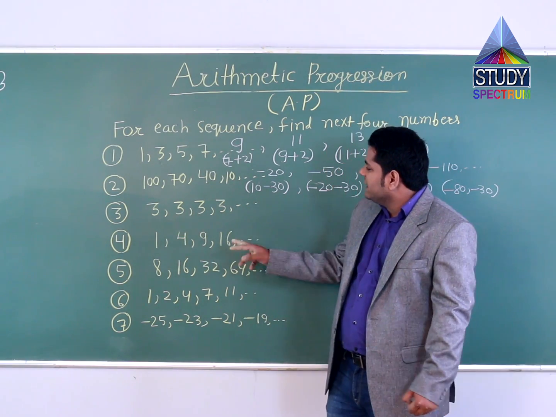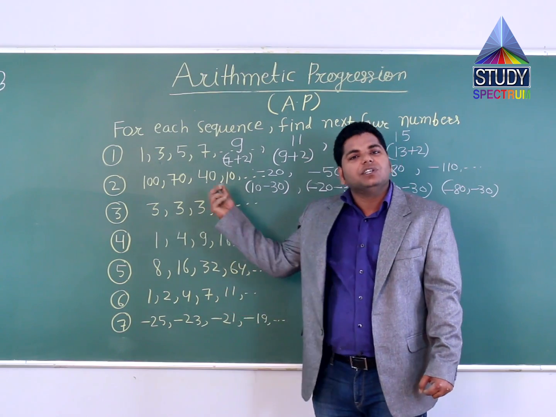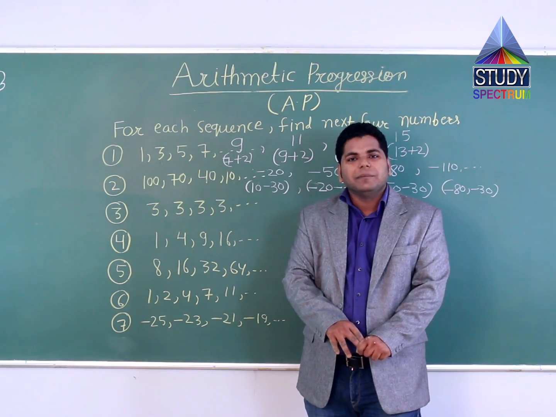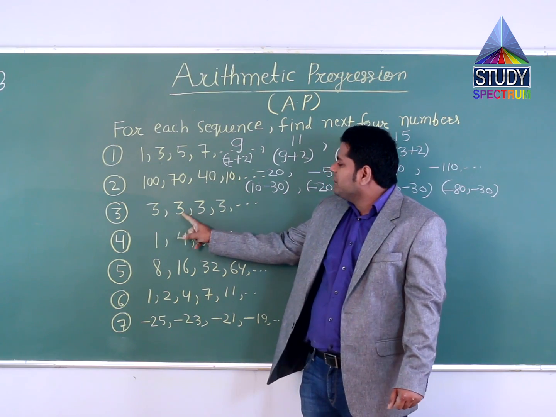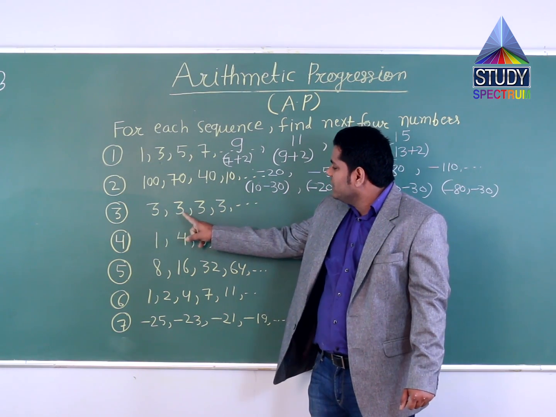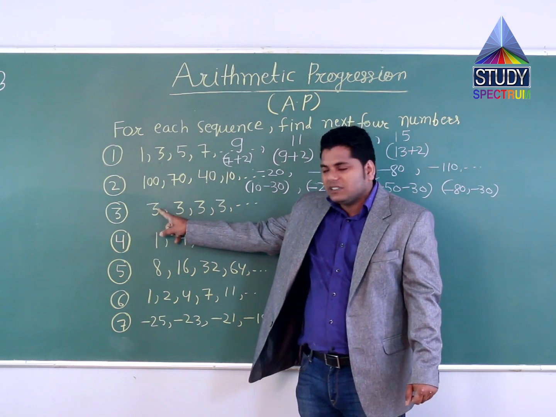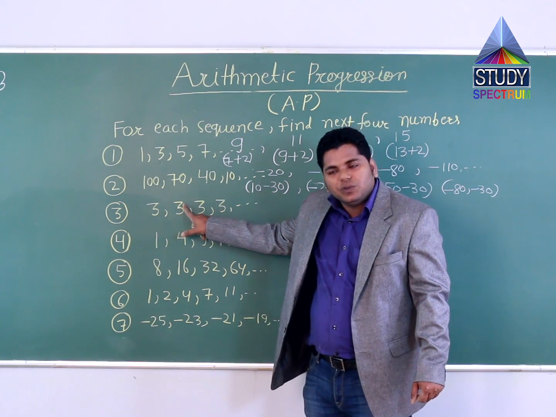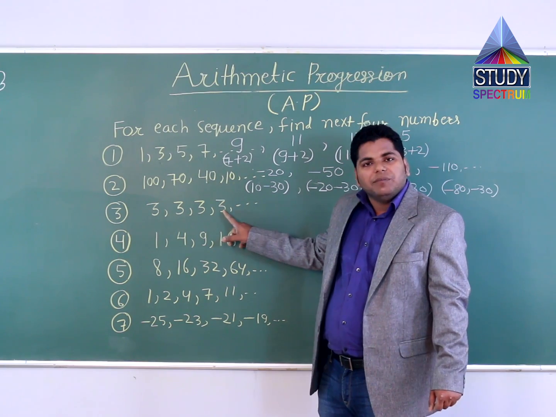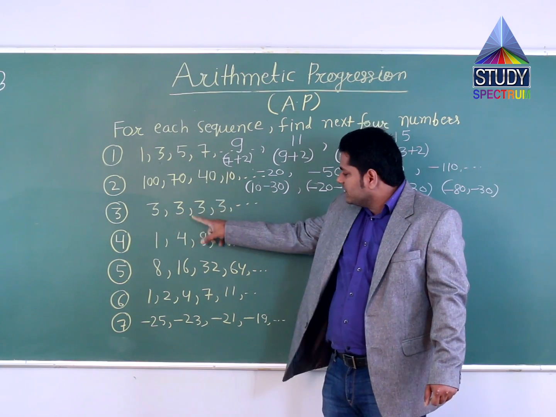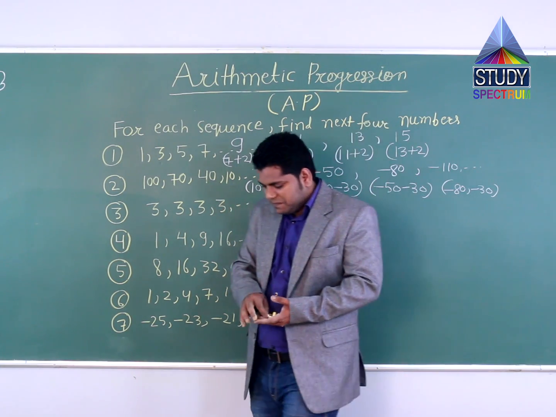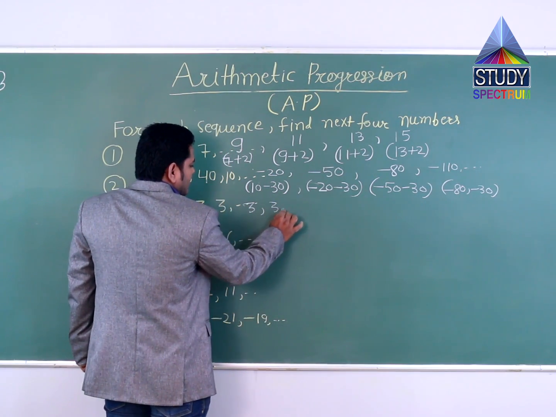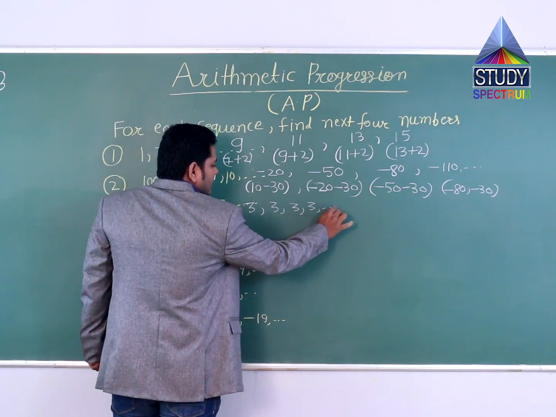So you can say each term can be obtained by adding 0 to the preceding term, because each number in the sequence is the same. It means each number can be obtained by adding 0 to the preceding term. This term can be obtained by adding 0 to the 3, and this term can be obtained by adding 0 to this term. So the next terms will be 3, 3, 3, 3, 3, 3, 3, 3, 3.